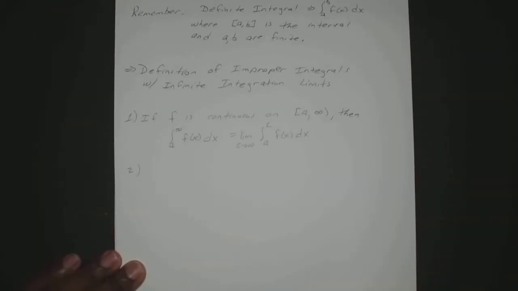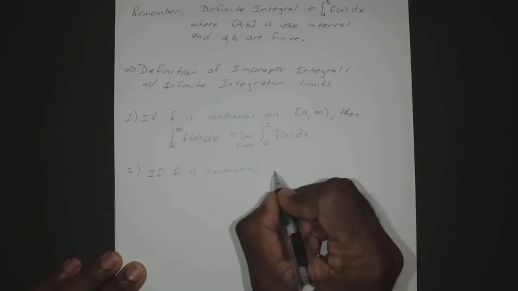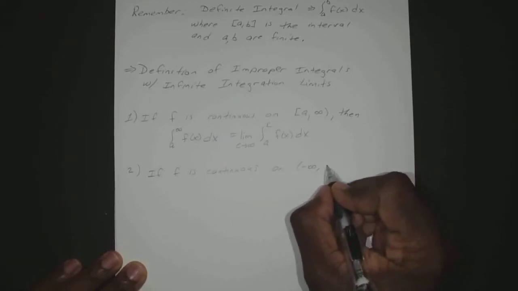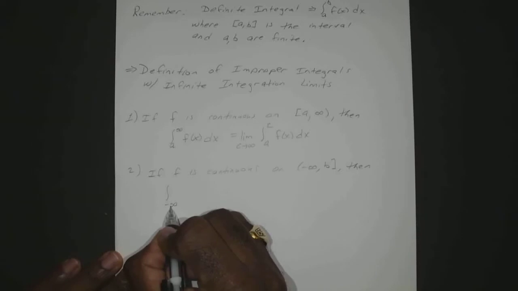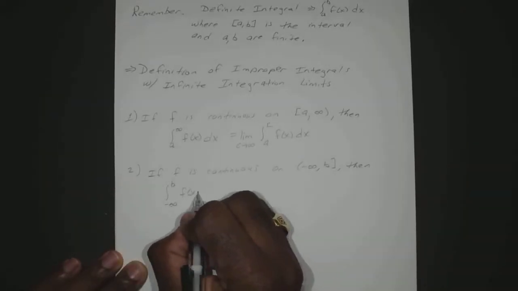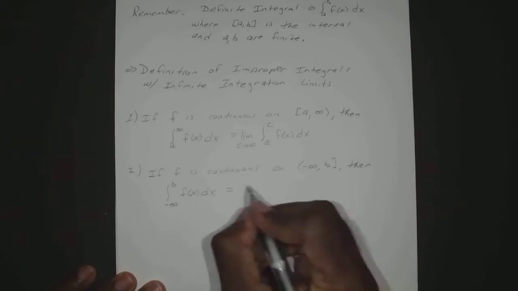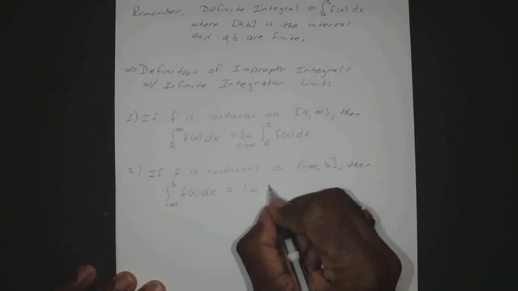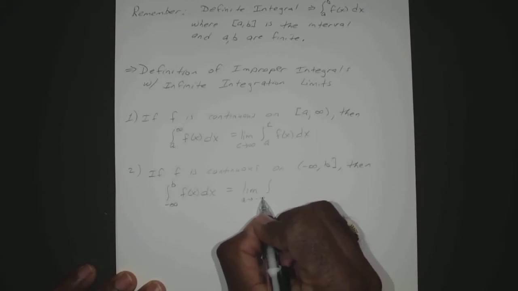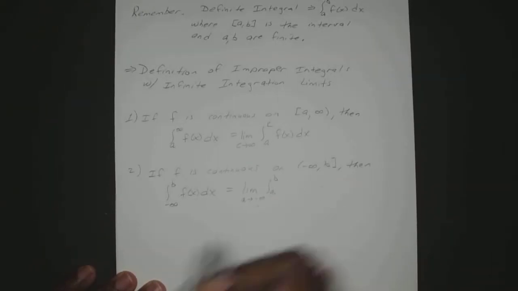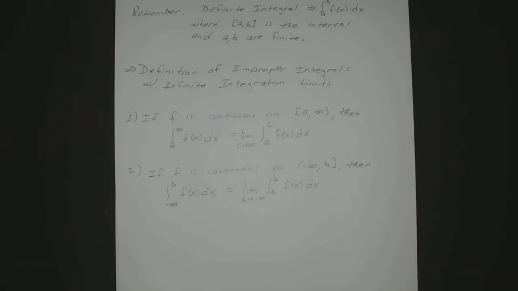Okay. So what if we have a function that's continuous from negative infinity to some value b? Then we have the integral from negative infinity to b of f of x. Then we really do the same thing. We rewrite it as the limit, and you can put any variable you want there. Let's say a approaches negative infinity, and we can make that from a to b of f of x. Then you integrate the same way you would normally.